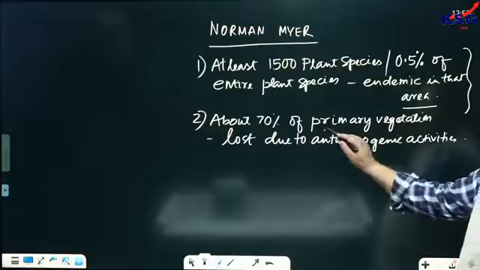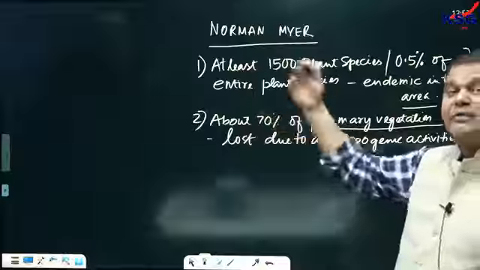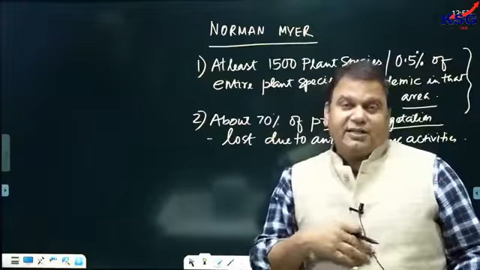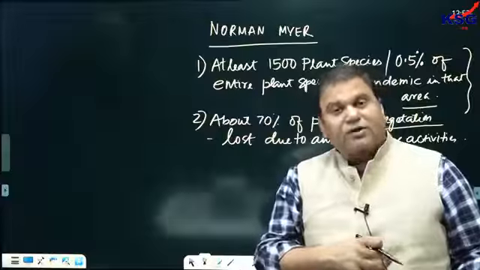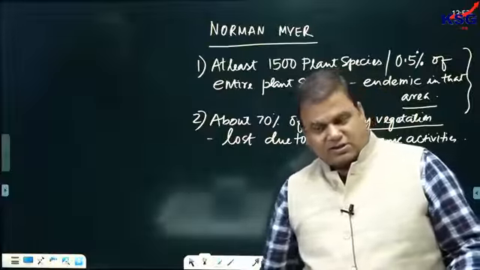And primary vegetation means that which has been established through primary plant succession. And primary plant succession you have studied: if there was no vegetation in that area from the very beginning, the process through which vegetation gets established in that area is called primary plant succession.